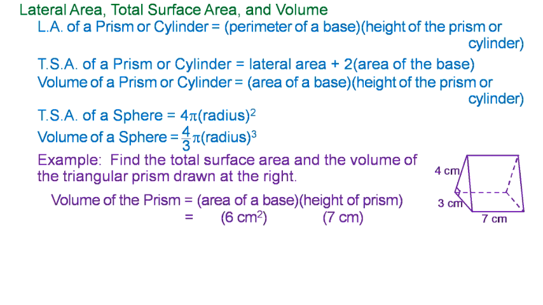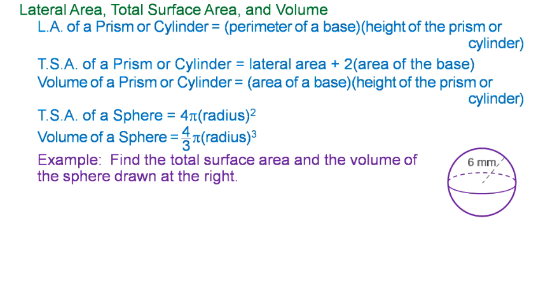To find the volume of this prism, I'll note that, as I said earlier, each base of this prism is a triangle with an area equal to 6 square centimeters, and the height of the prism is equal to 7 centimeters. Since 6 times 7 is equal to 42, and since square centimeters times centimeters is equal to centimeters times centimeters times centimeters, I can say that the volume of this prism must equal 42 cubic centimeters.